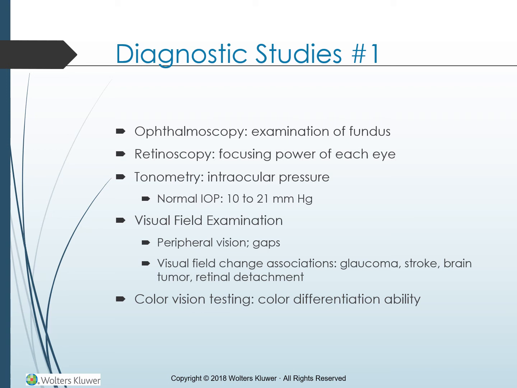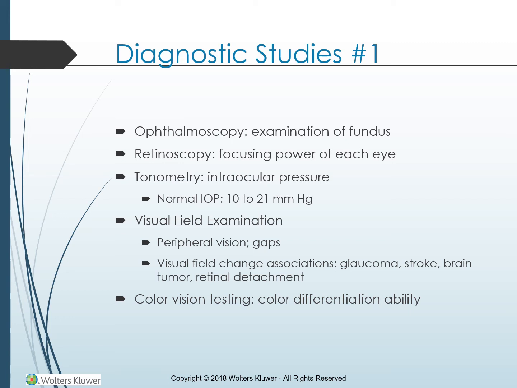Visual field examination. A visual field examination or perimetry test measures peripheral vision and detects gaps in the visual field. The client fixes his or her gaze on a stationary point straight ahead. A light is moved from a point on the side where it cannot be seen toward the center. The client indicates the point at which he or she sees the stimulus without directly looking at it. Certain disorders such as glaucoma, stroke, brain tumor, or retinal detachment are associated with changes in the visual field.